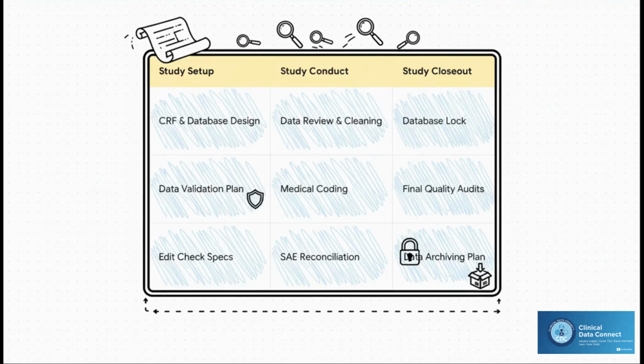During study setup, it's all about building the foundation. The DMP specifies exactly how the data forms will be designed and how the system will be programmed to automatically catch errors. Then, during the active study conduct phase, the DMP is the day-to-day guide for things like the data cleaning strategy and, critically, the plan for reconciling serious adverse events. That's making sure all your safety data is perfectly aligned. And finally, for study closeout, it details the final steps, from the procedures for locking the database to the plan for archiving everything long-term.